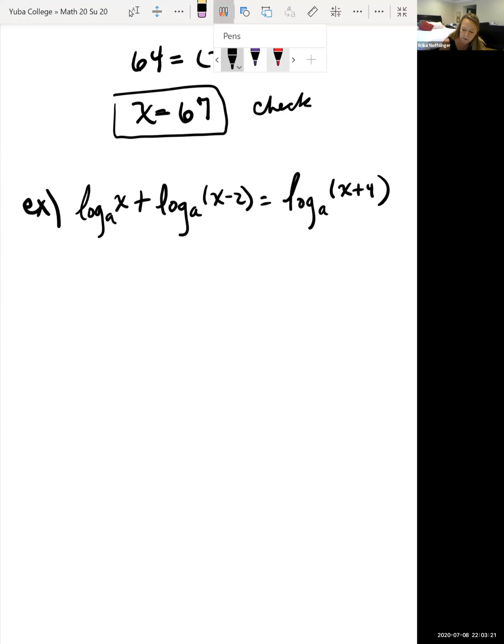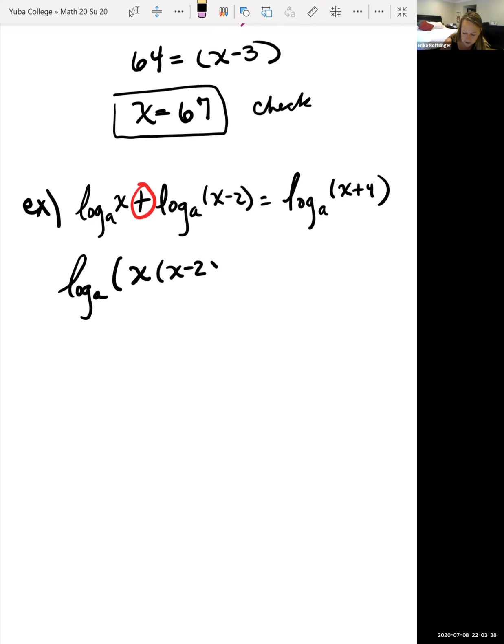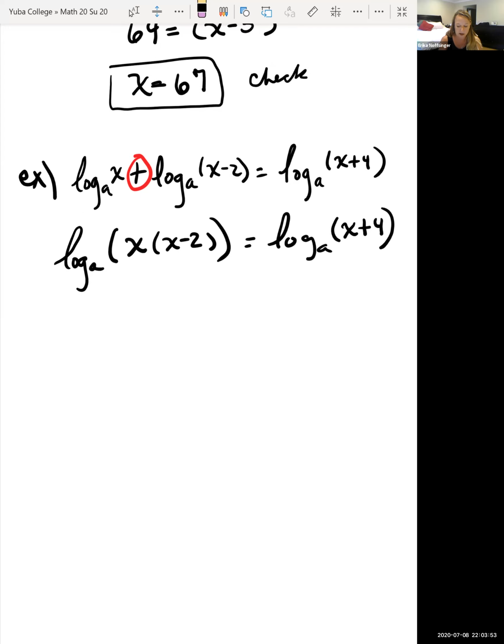So rewriting that one side as a single log, you have a plus in between. Plus tells you to do multiplication. And so we have log base A of the first, which was x, all times the second, x minus 2. And this is equal to log base A of x plus 4. So a log equal to a log, same base, so we could just drop the logs and say, well then x all times x minus 2 then has to equal x plus 4.